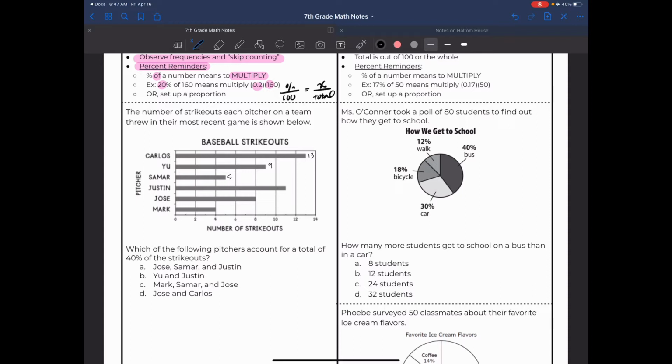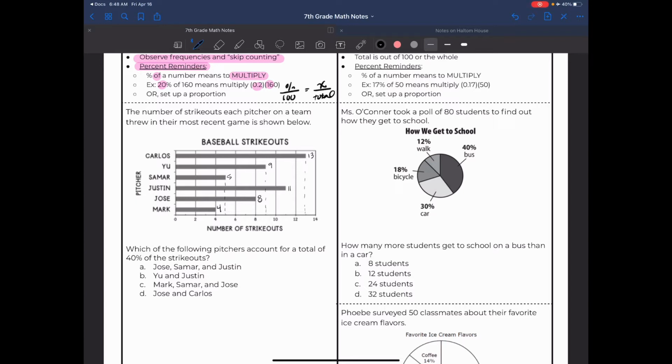Do you guys see where I'm getting this? Because that's between the 12 and the 13, and the 9 is between the 8 and the 10. See, that's what I mean by skip counting. That's between the 4 and the 6. Justin threw 11. Jose threw 8. And Mark threw 4. Okay, what I just did there was put the totals of each player at the ends.